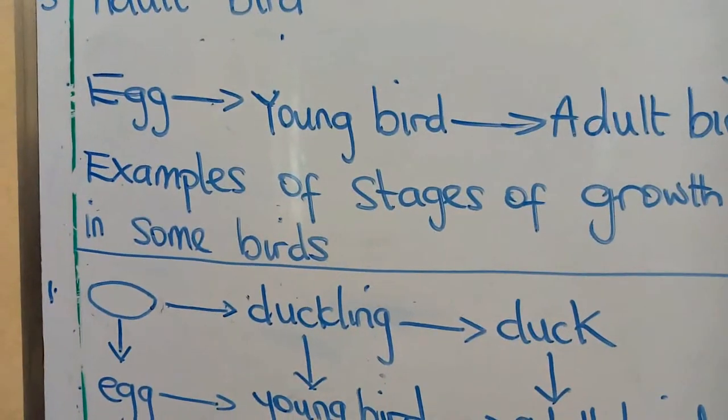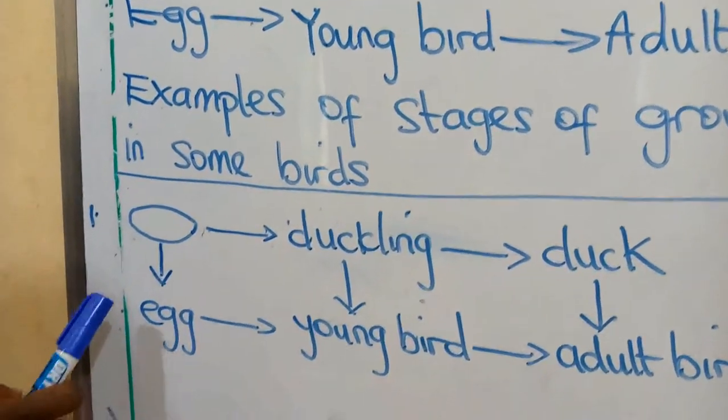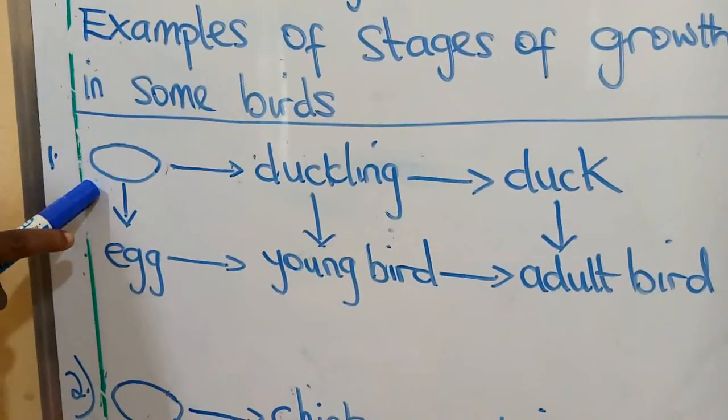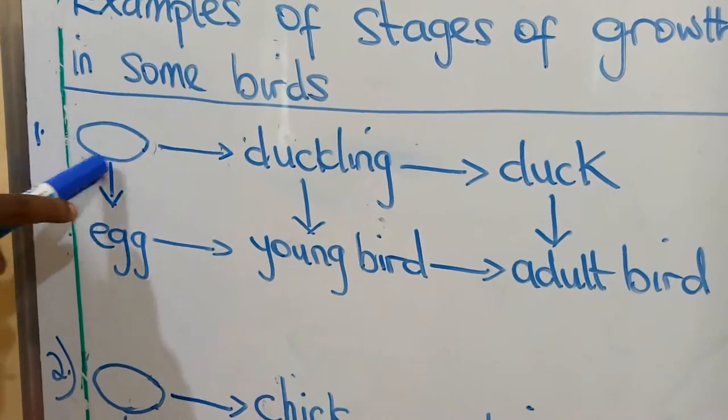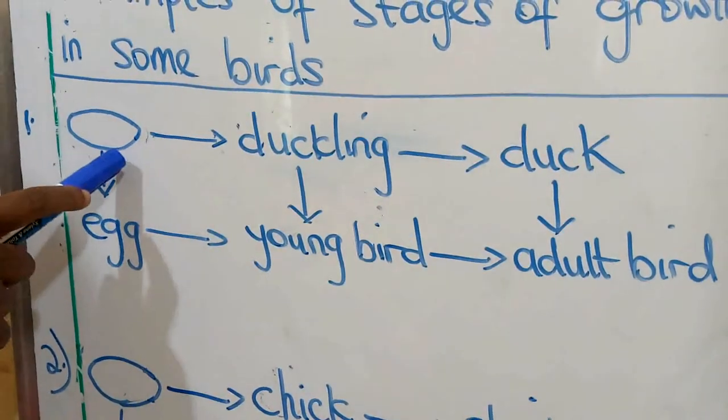Now here are some examples of stages of growth in some birds. Now you can see the egg here. Please don't laugh at my egg. This is my egg. Draw your own. I want your own to be more beautiful than this. Okay, this is the egg.